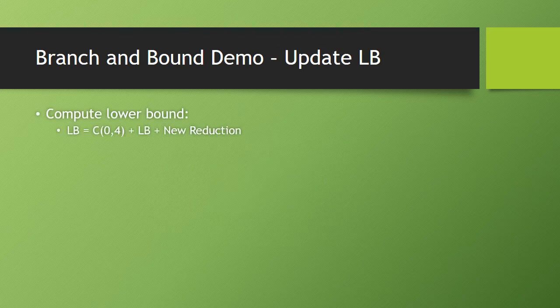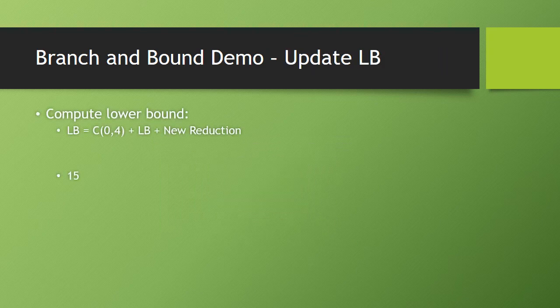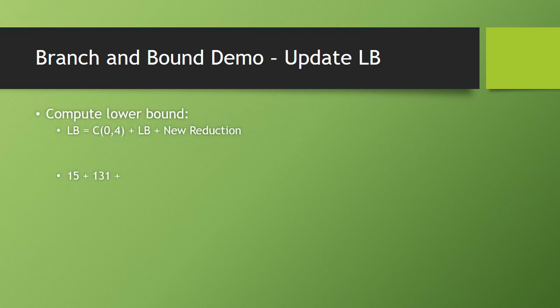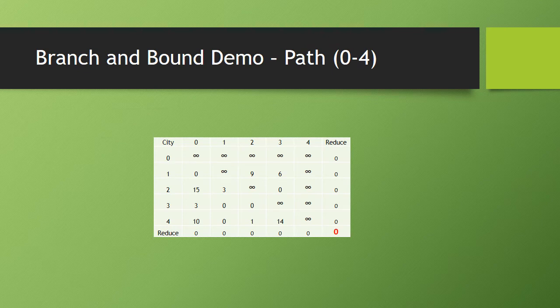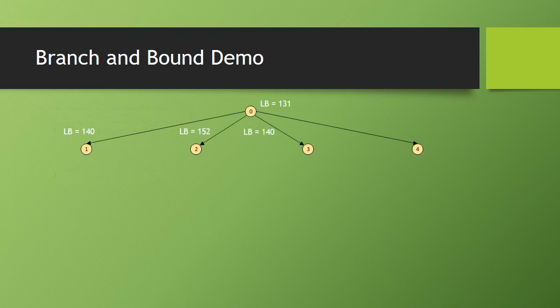So we compute our lower bound. We look for the cost from city 0 to city 4, and that's 15. And then we add the lower bound from city 0, which we know by now is 131. And then the new reduction, which again was 0. And we add that up, and our lower bound for 0 to 4 is 146.